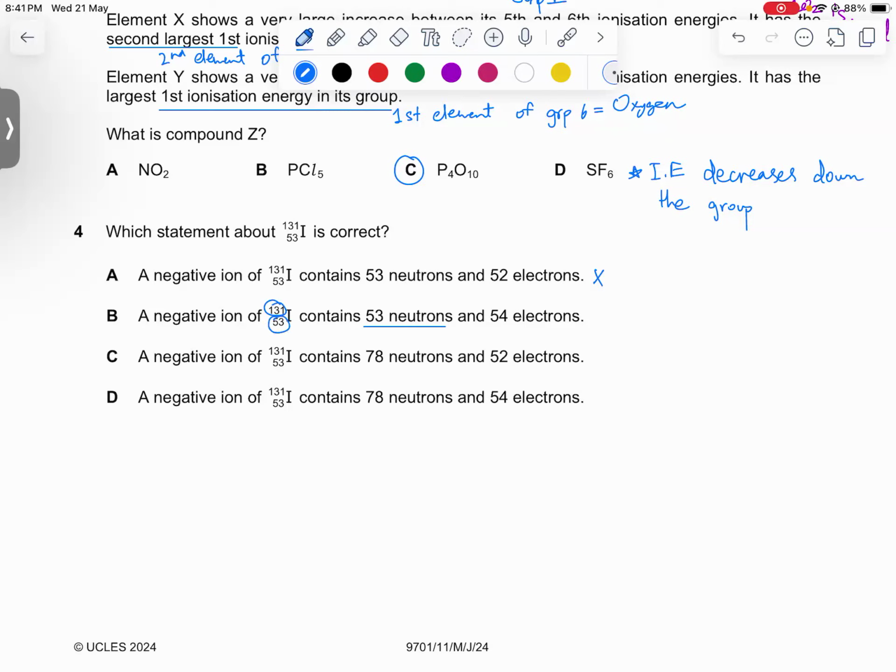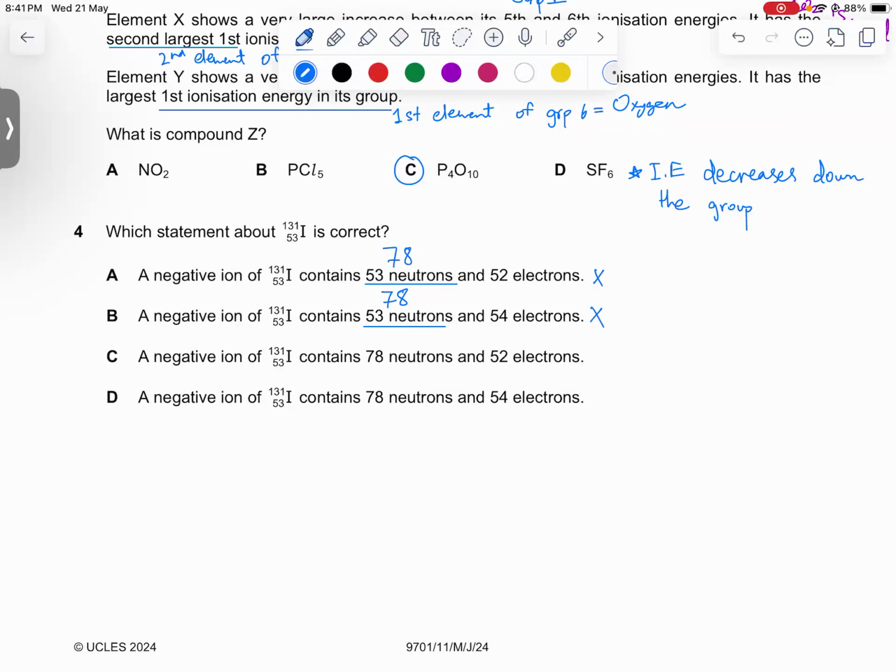The atomic mass is the one on top, 131, and the atomic number is 53. When we subtract them, we get 78, not 53, right? So this statement was wrong as well. Similarly, in the above one, this statement is also wrong. It should have 78 neutrons. So this is wrong now.